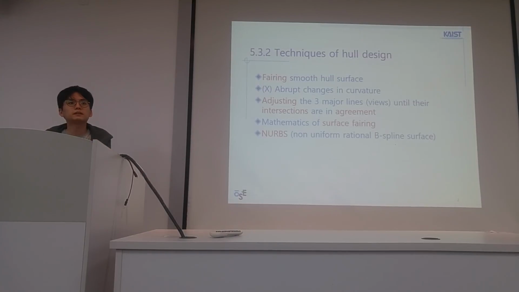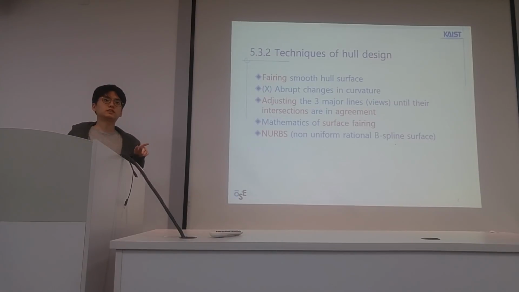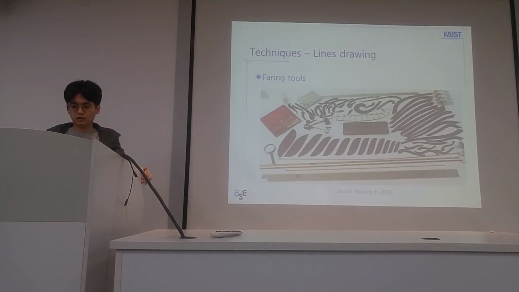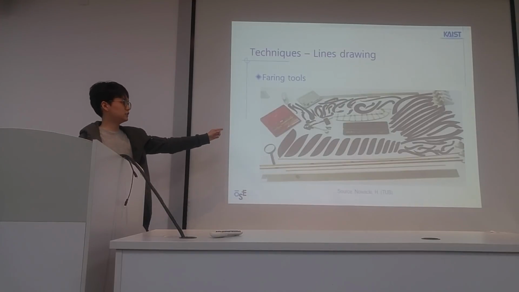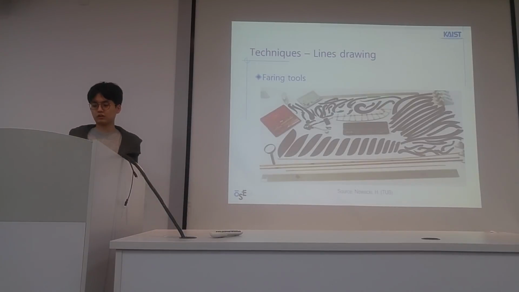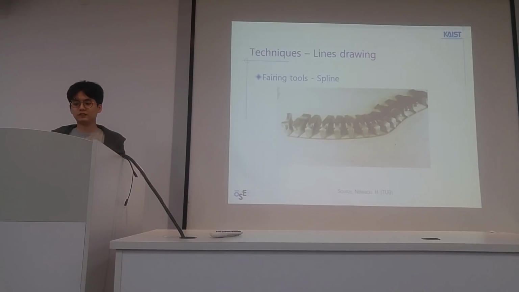There is some mathematics about surface fairing, which is making the surface smoother. And one of the famous methods for surface fairing is NURBS, non-uniform rational B-spline surface. So this is a traditional method for fairing. We can draw the lines with these tools, or we can use a spline.